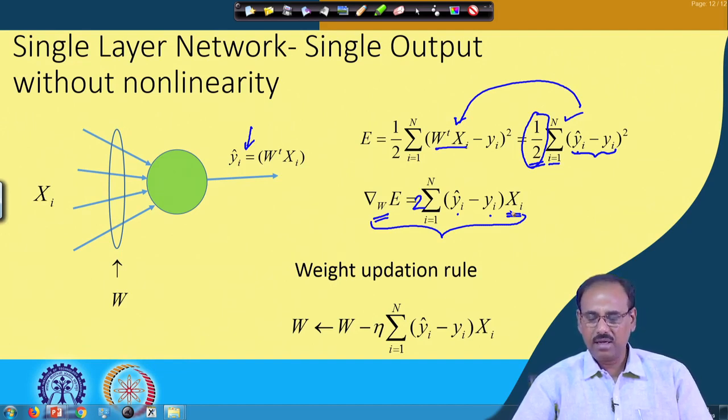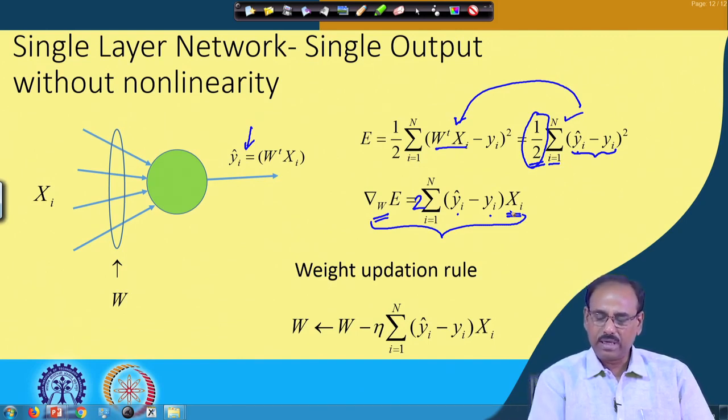And for that, as before, my weight updation rule follows the gradient descent procedure. So, my weight updation rule will be simply w gets, if this is the previous value of the weight vector, the updated weight vector will be w minus some eta times the gradient. What is this eta? We also said before that this is nothing but a rate of convergence factor.